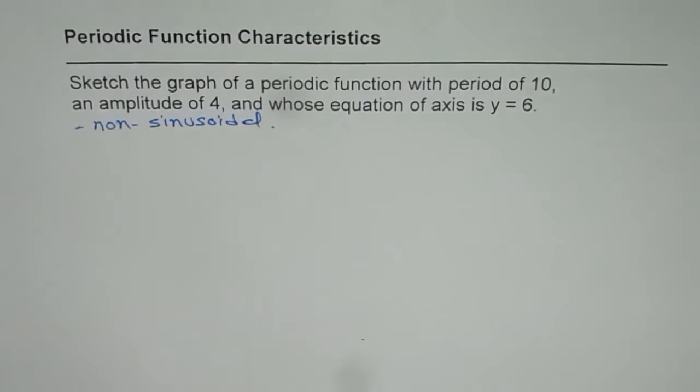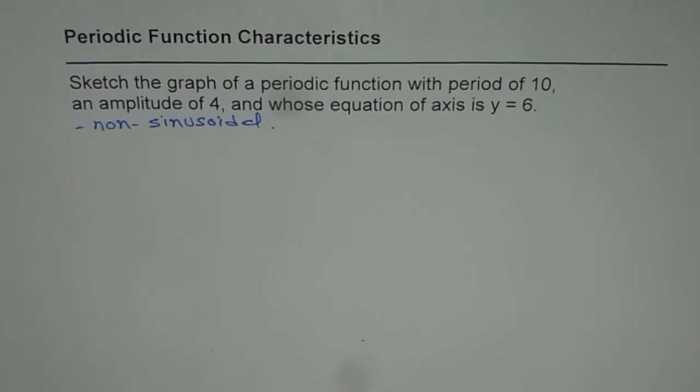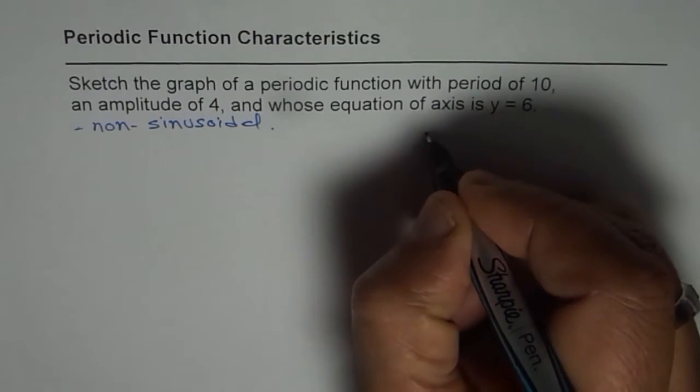So what I would like you to do is to sketch a graph of a periodic function which is not a sine wave with a period of 10, an amplitude of 4, and whose axis is y equals 6. So let's put this condition and then sketch, right? Or you can sketch two graphs, okay? So let us see how to do this kind of a question, right?